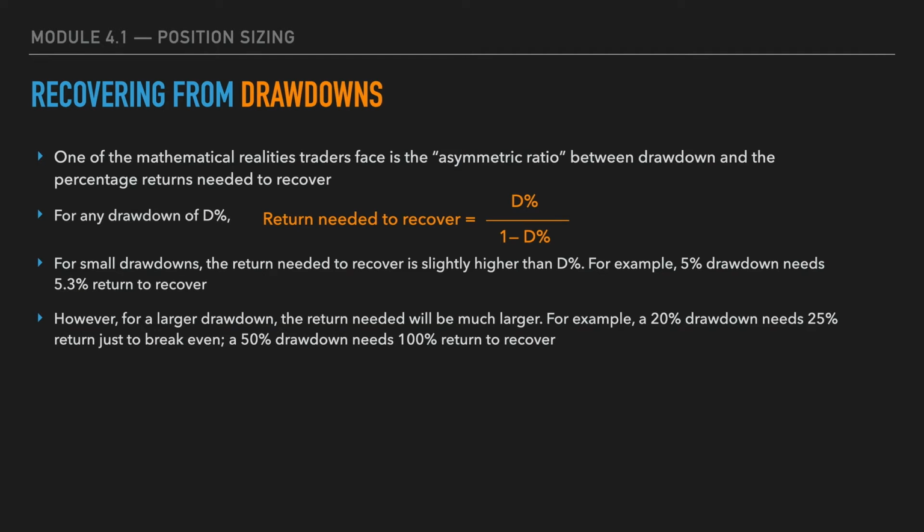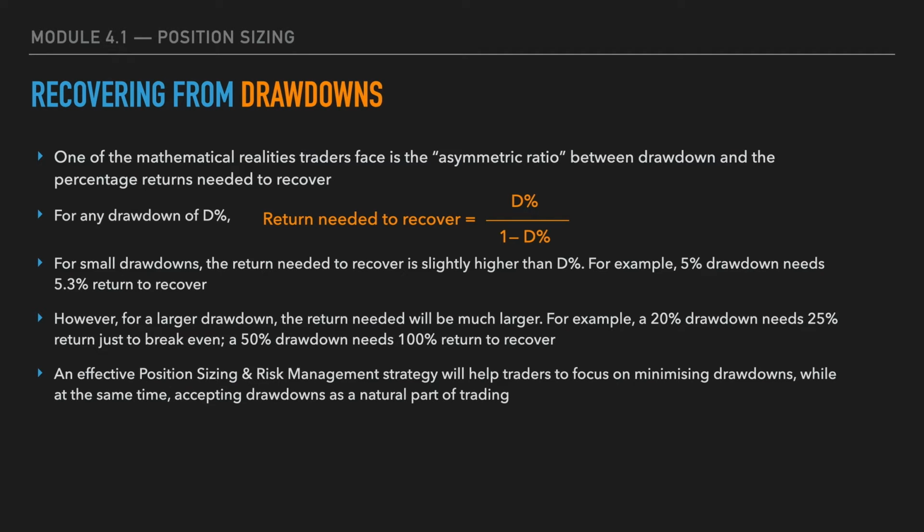However, for large drawdowns, the return needed will be much larger. For example, a 20% drawdown needs a 25% return to just break even. A 50% drawdown needs a 100% return to recover. An effective position sizing and risk management strategy will help traders focus on minimizing drawdowns while at the same time accepting losses as a natural part of the trading business.